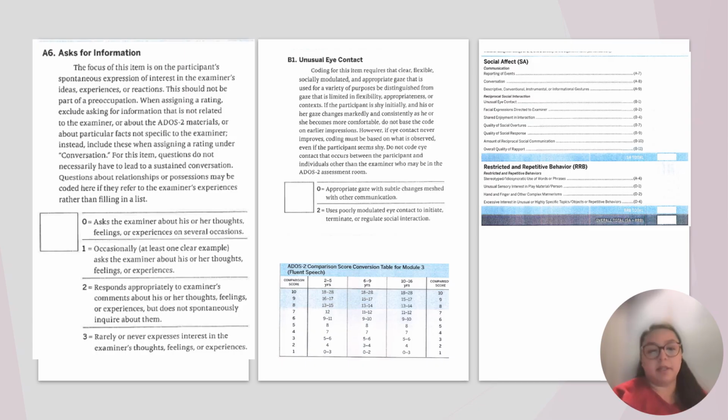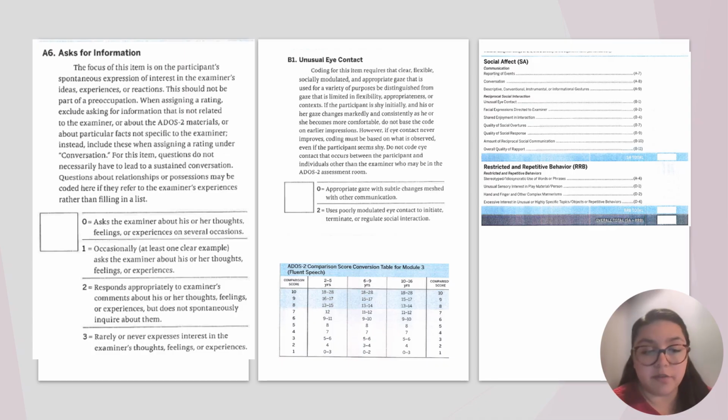So, for example here, and please don't strain your eyes. This is not meant to be memorized, but just of interest for individuals that are curious, and to be able to gain some insight on what's going on. Anyhow, if the person is asking for information, you can read that criteria there. But for example, a person would score 0 if they ask the examiner about their thoughts, feelings, experiences, on several occasions, and that's reciprocal experience.